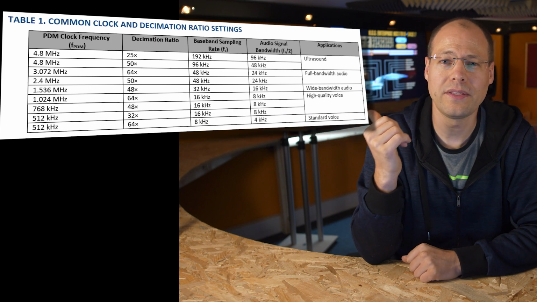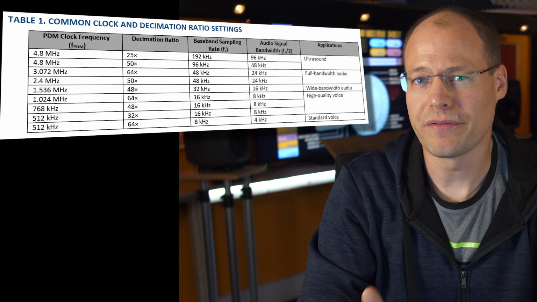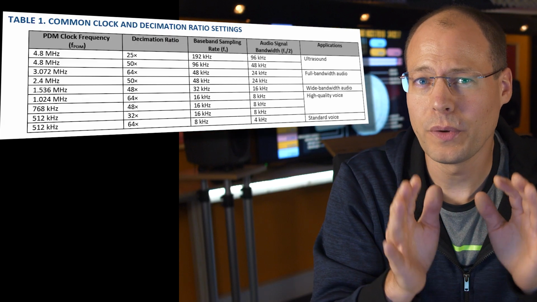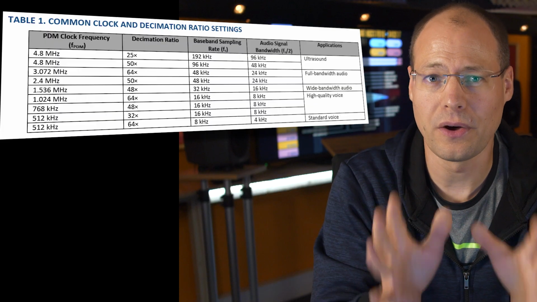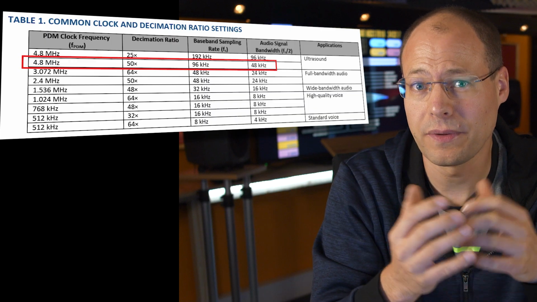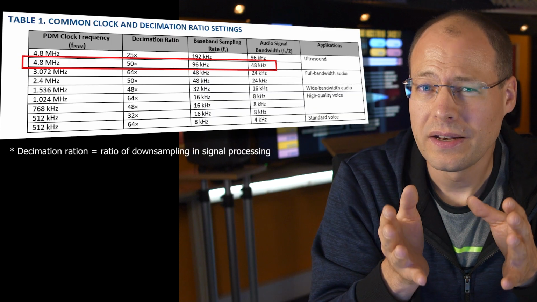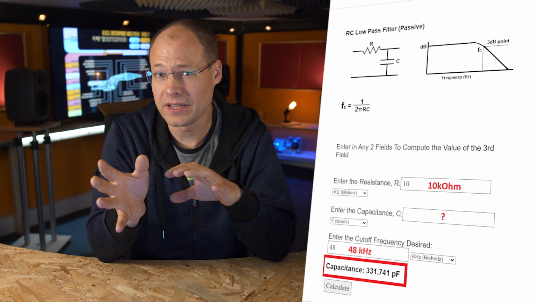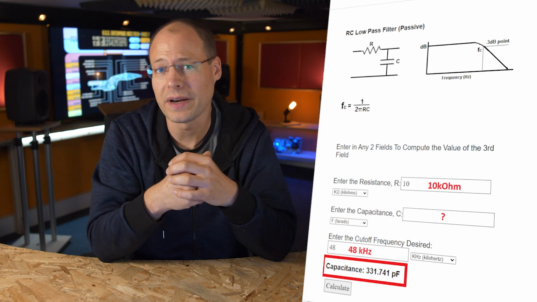From this table we can read the required PDM clock. Since we have audio data with 48 kHz bandwidth, we naturally want to use this bandwidth at the output too. So we have to use a clock of 4.8 MHz with a decimation ratio of 50. Now we only have to connect a low-pass filter with around 48 kHz cutoff frequency to this FPGA pin and feed it to an audio amplifier. A frequency of 48 kHz and a resistor of 10 kΩ result in a capacitance of 330 picofarad. All we have to do is constructing this kind of low-pass filter.